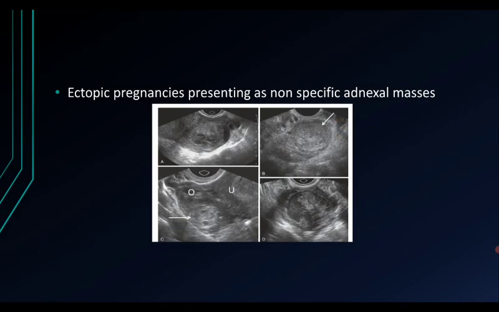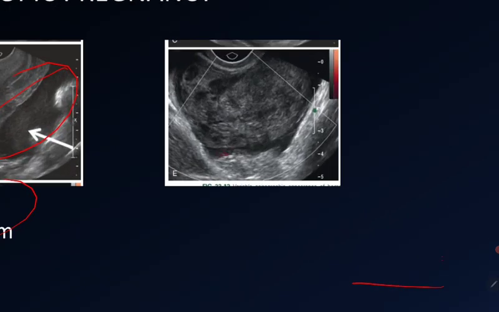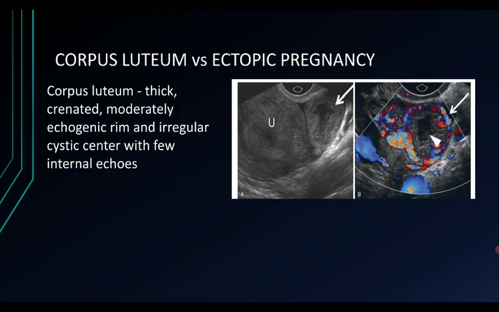Ectopic pregnancy presenting as a non-specific adnexal mass. Ruptured ectopic: you can see the hemoperitoneum. This is organized clot. Corpus luteum versus ectopic. Corpus luteum has a thick, crenated, moderately echogenic rim, with irregular cystic center with few internal echoes. This is the crenated, with few irregular cystic structures, crenated margins, moderately echogenic rim.